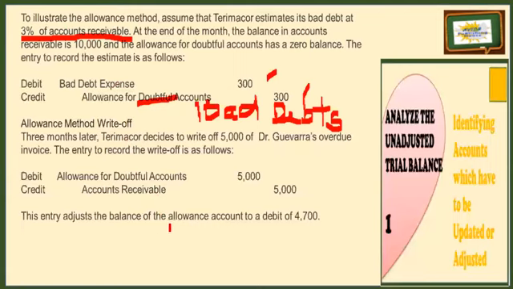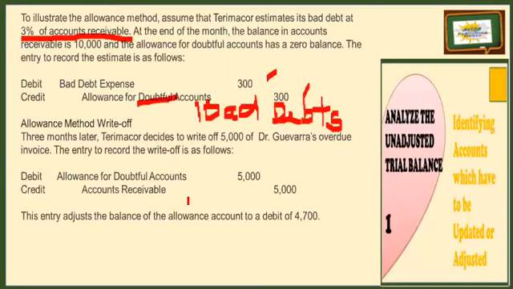Now, 3 months later, Core decides to write off 5,000 of Dr. Guevara's overdue invoice. The entry to record the write-off is as follows. You first debit the allowance for doubtful accounts. You can no longer debit bad debts expense because this bad debt expense has already been recorded in the allowance. So what you're going to debit now is the allowance, and then you credit the accounts receivable.